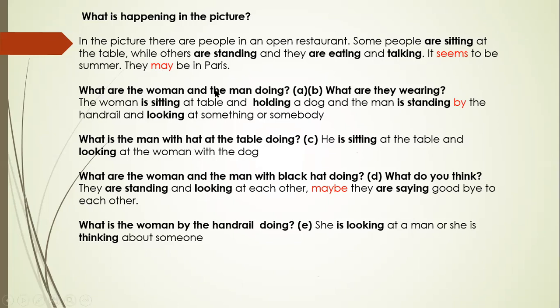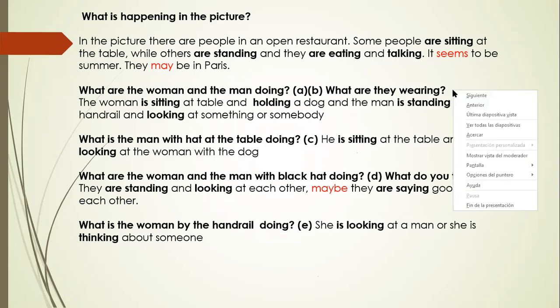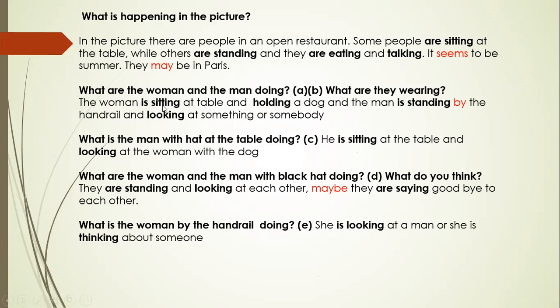Next, what are the woman and the man doing? What are they wearing? Look at this. We have two questions. The woman is sitting at the table and holding a dog. And the man is standing by the handrail and looking at something or somebody. La mujer está sentada en la mesa y está cargando un perro. Y el hombre está parado cerca del barandal y está viendo a alguien o a algo, ¿ok? So, he's looking at something or somebody. Vean cómo también estoy utilizando el presente continuo.